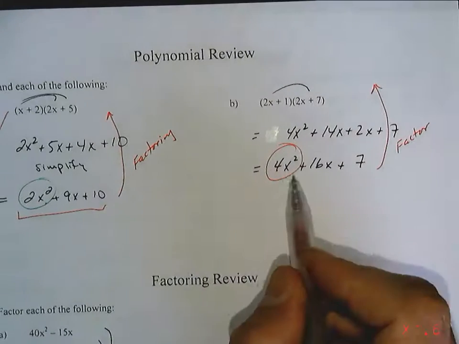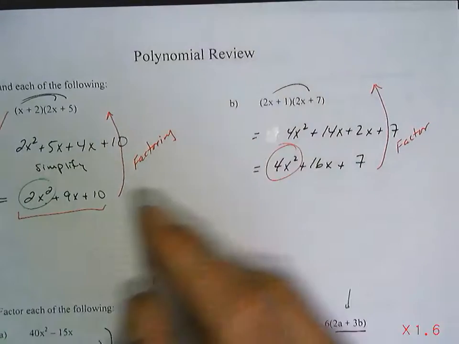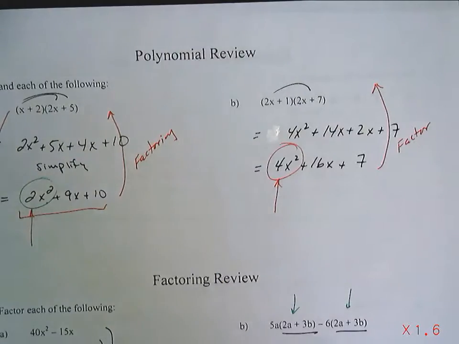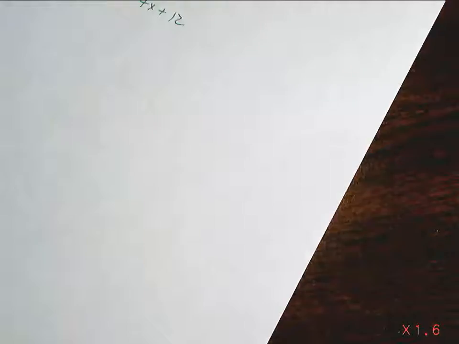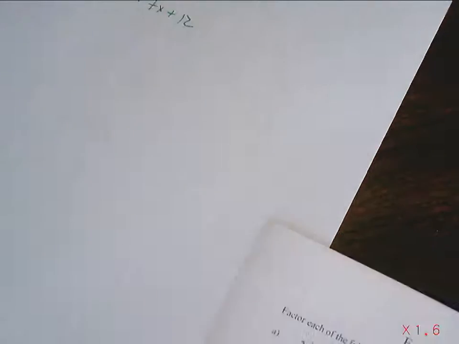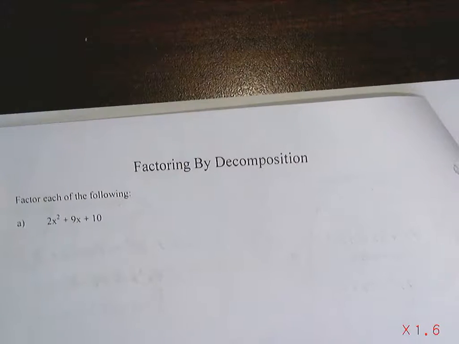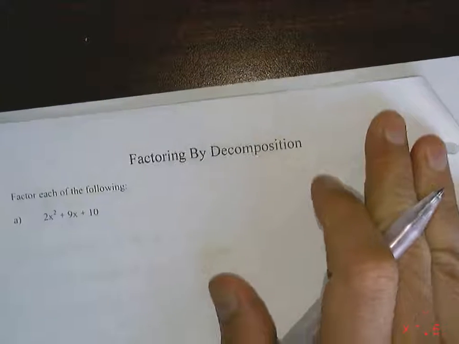But the point is, we need to be able to factor trinomials that have a number in front of the x squared term that's not 1. And that's what we're working on today. So if I come back over to the question that we're on, let's do this one. And I'm going to explain it as we go.